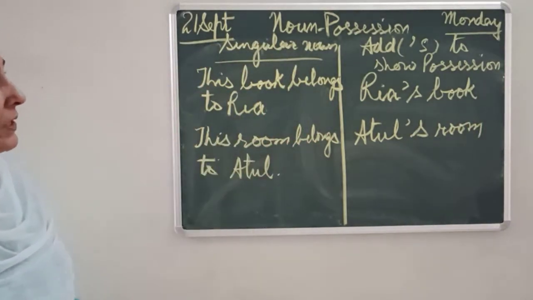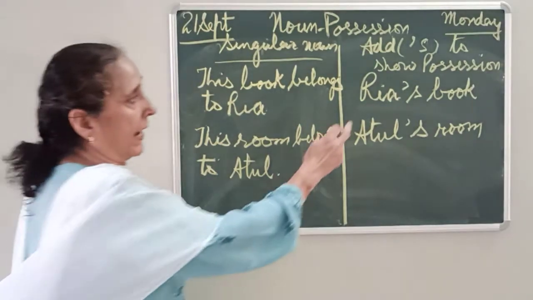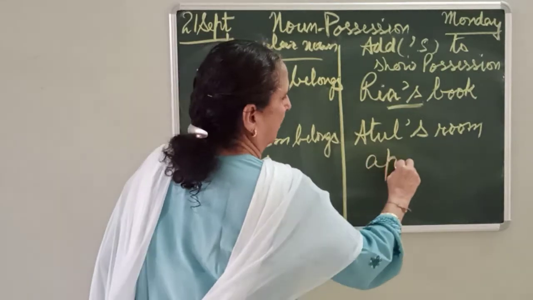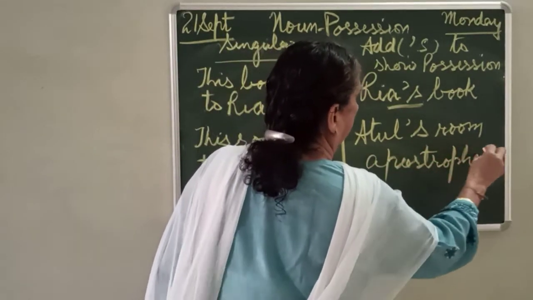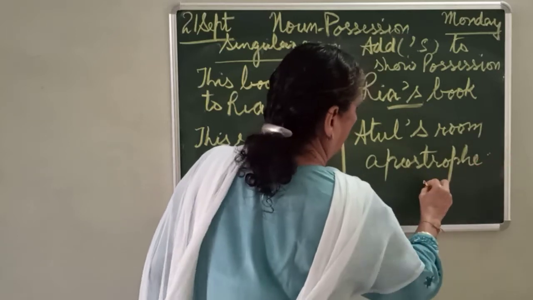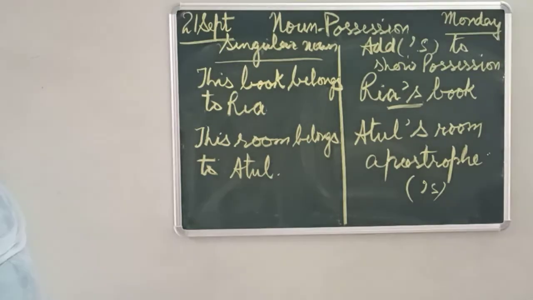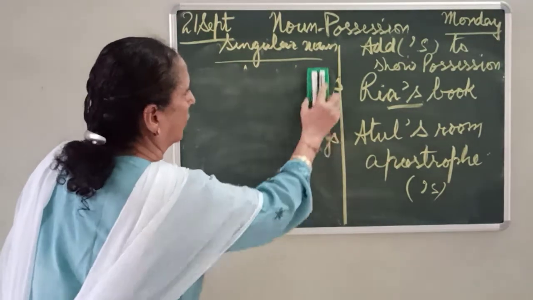This is all about when a singular noun is given. So we are supposed to add this apostrophe s. This is called apostrophe s. We are adding apostrophe s to a singular noun.